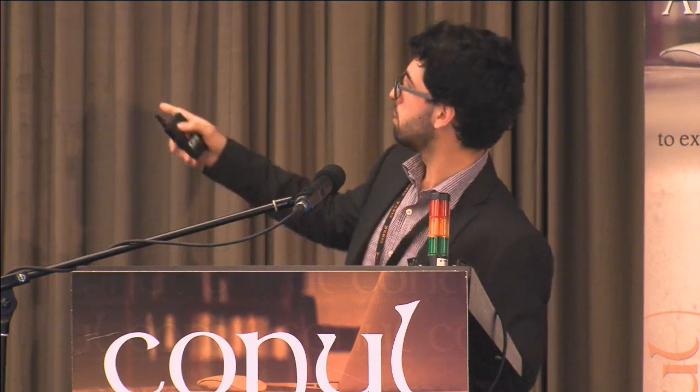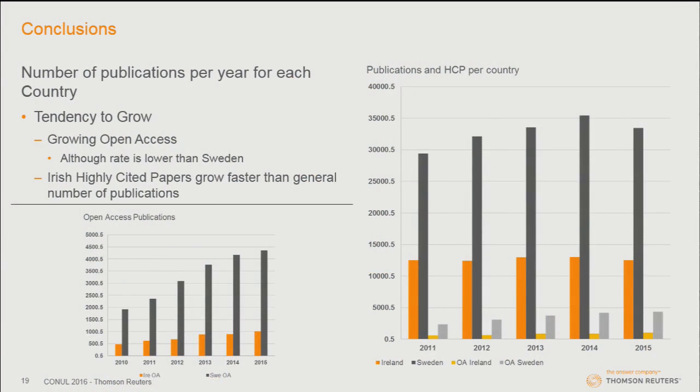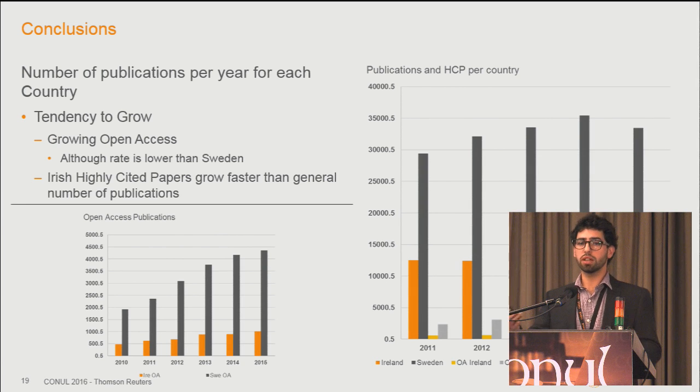The number of publications per year for each country has a tendency to grow. On the graph on the right, you can see that the highly cited papers, the shorter bar, are growing a lot more. Although the growth rate of open access publications, for example, is lower in Ireland than in Sweden, the Irish highly cited papers tend to grow faster than the general number of publications in percentage. So it means that Ireland is really betting on open access. Maybe it could bet more when compared to other countries, though not with Sweden in this case.